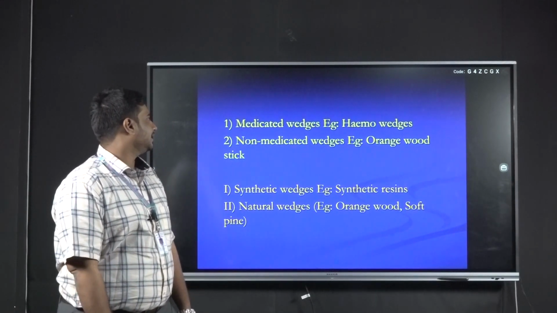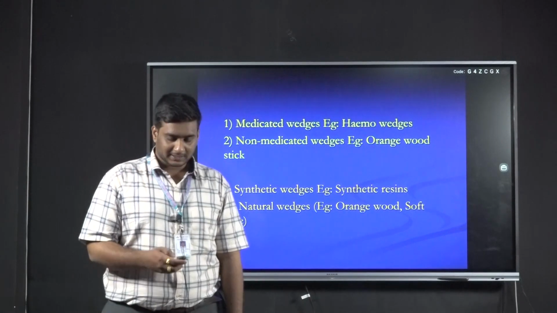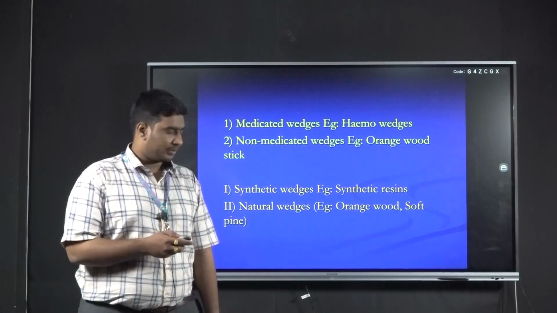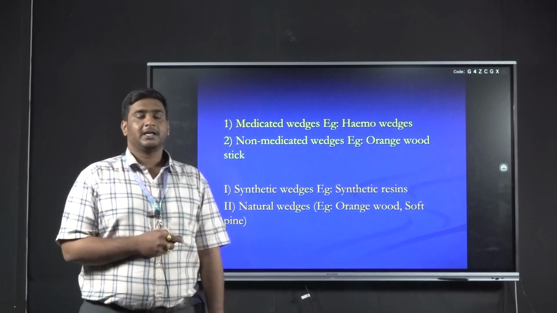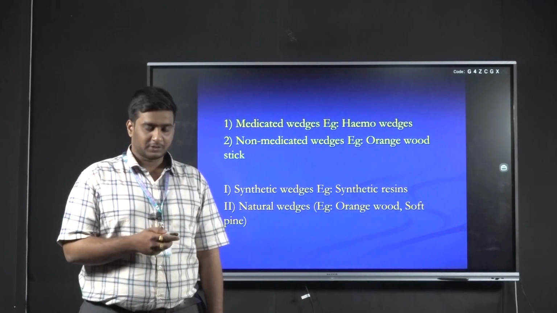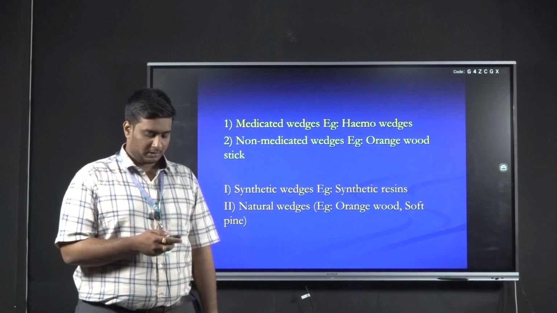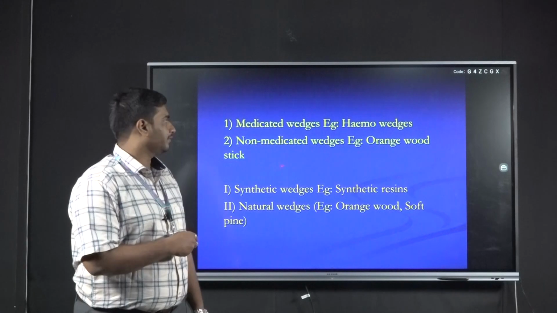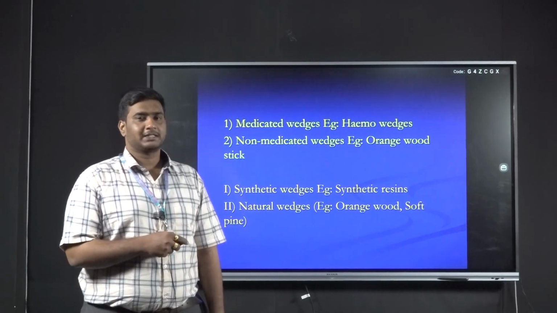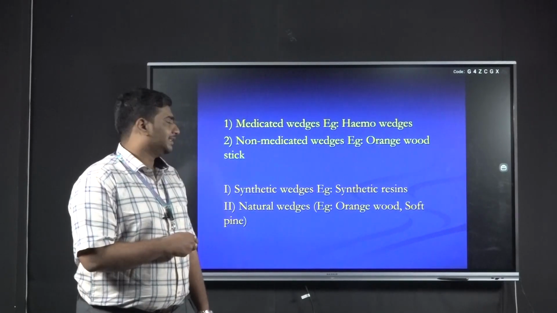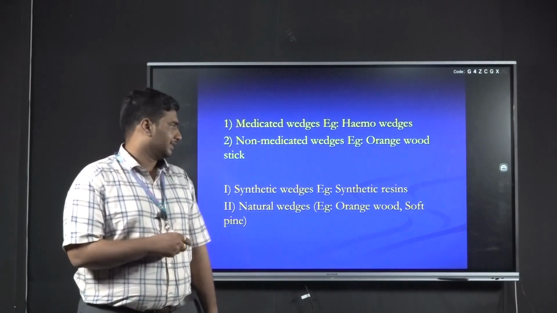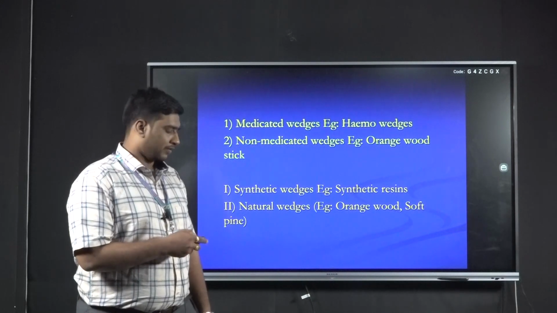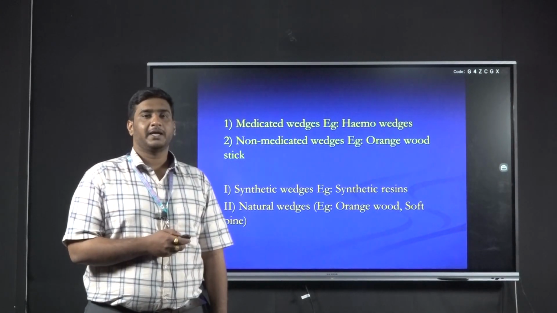And coming to the next wedges, medicated wedges. These wedges contain a certain amount of medicament incorporated into them, for example hemostatic wedges. They are mostly used for hemostasis, that is control of blood flow. There are also non-medicated wedges like orange wood sticks, which can be used for fabricating custom-made wedges, and synthetic wedges which are made of synthetic resins. And coming to natural wedges, orange wood or soft pine wood can be used for fabricating these wedges.